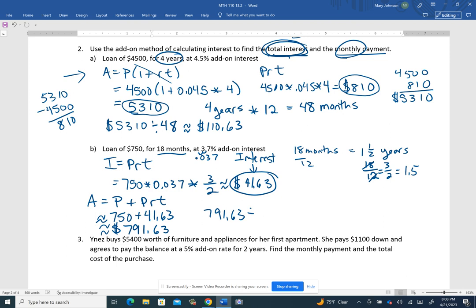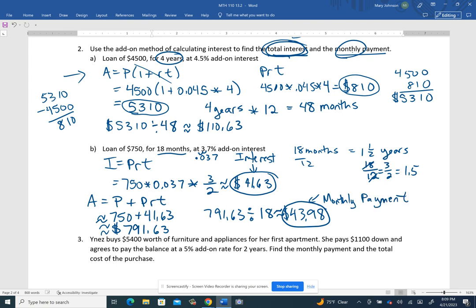791.63 and I could divide by the number of months, because I'm making a payment every month, and that would give me about, and let me double check this. I'm going to type it in. You should too. I rounded differently when I did it earlier for myself. Okay, I'm going to divide that by 18, and I'm going to get around $43.98. So that right there would be what my monthly payment would be.